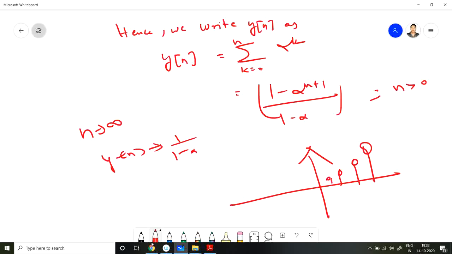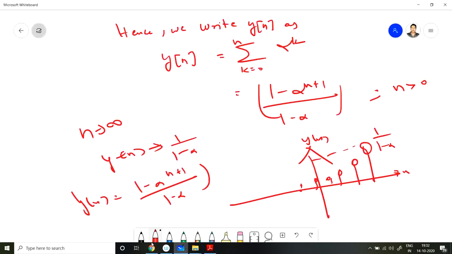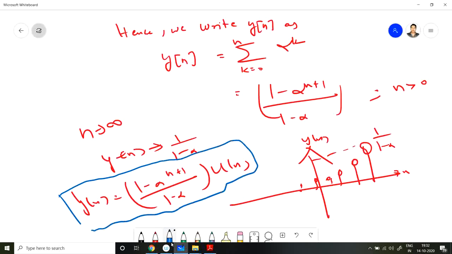This is y[n] with respect to n. The maximum value of y[n] is 1 divided by 1 minus alpha. So we can write y[n] as 1 minus alpha raised to the power n plus 1 divided by 1 minus alpha, multiplied by u[n], because y[n] exists only for n greater than or equal to 0.